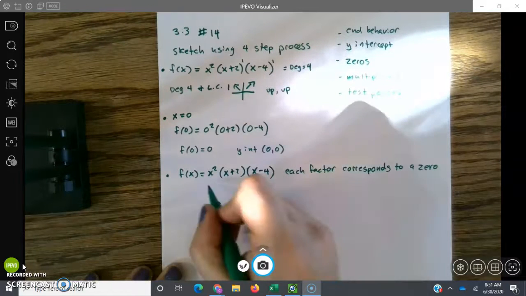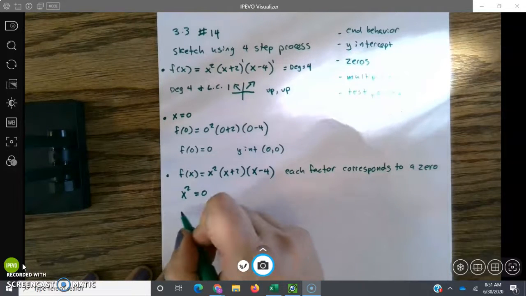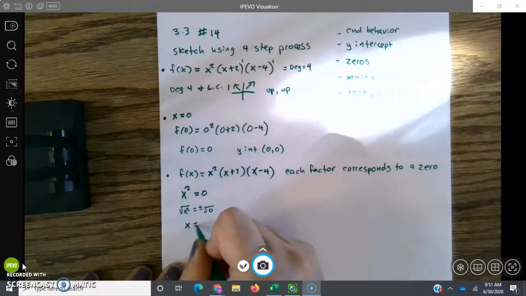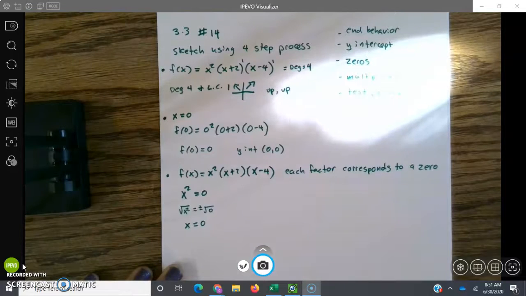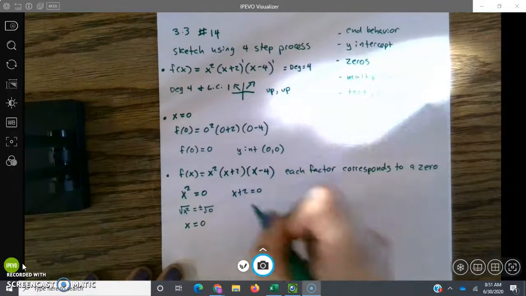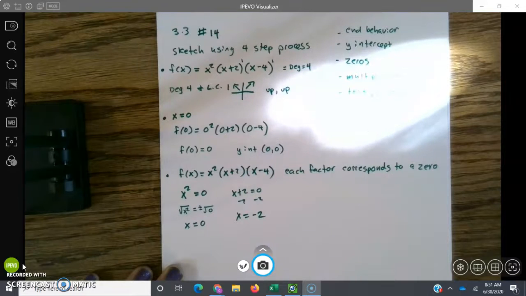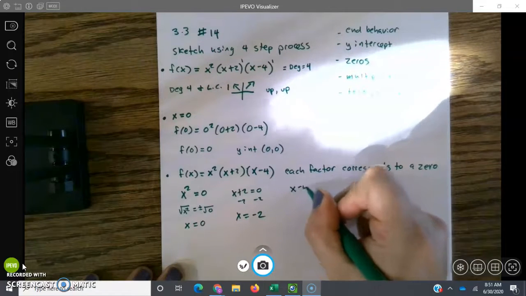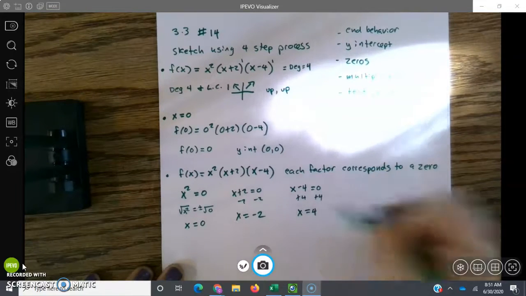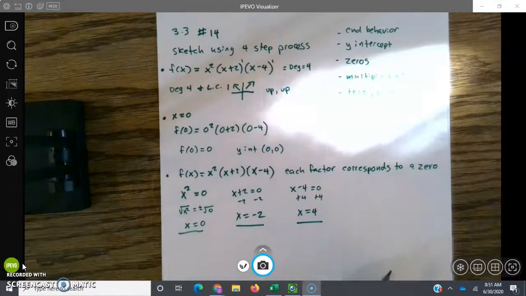Okay, so first factor, x squared, set it equal to 0 and solve it. So we could square root both sides. So x is 0. Okay, then we have x plus 2, set it equal to 0. So we get negative 2 from that factor. Then we have x minus 4, set it equal to 0. So here are our zeros. x is 0, negative 2, and 4.